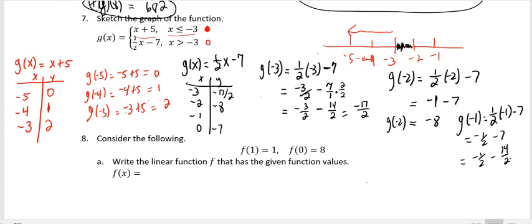So that's 14. 14 divided by 2 is 7. So that's going to give us a negative 15/2. Okay. So I have my table, which is what I need, and then I can graph this. Okay.